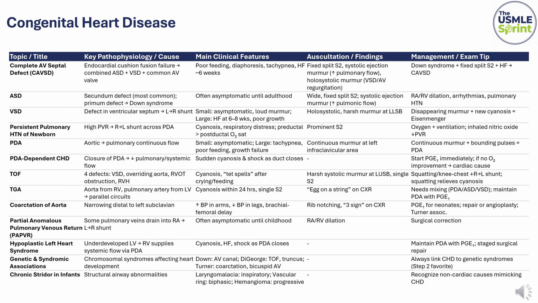That's Eisenmenger syndrome. Here's another exam pearl. If the murmur of a VSD suddenly disappears and the patient develops cyanosis, that's Eisenmenger. The shunt has reversed direction.